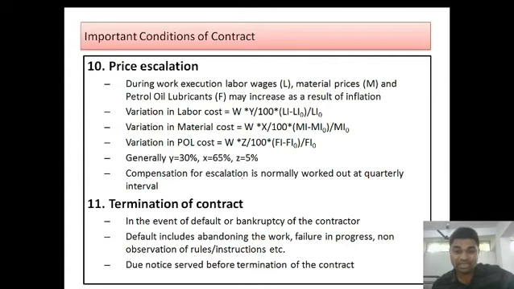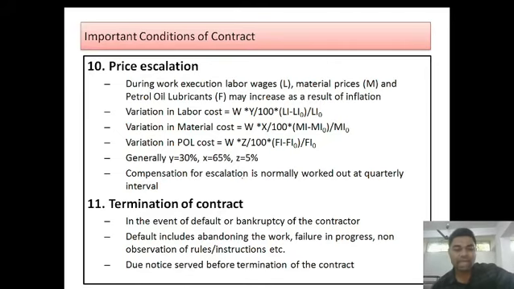Compensation for escalation is normally worked out at quarterly intervals. This generally happens for long running projects or very large scale projects where the material price constantly fluctuates. So what happens? Quarterly fluctuations are measured, and however much the value has increased apart from the contractual price, this escalation amount will be given to the contractor.